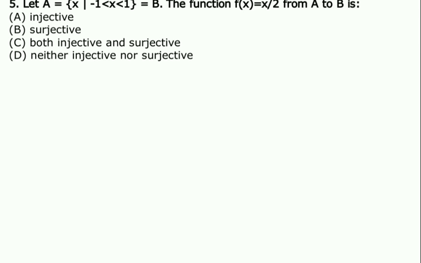The next question. Let A equal X, where X ranges from -1 to 1, and B equal to the same set. The function f of x equals x by 2 from A to B is. So we have to find out whether the function is injective, surjective, both injective and surjective, or neither injective nor surjective.